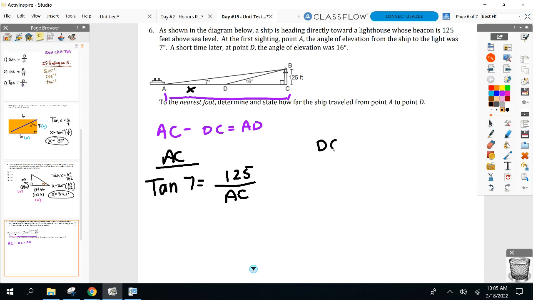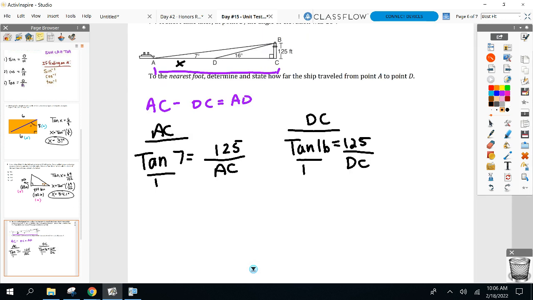DC can be done very similarly, except now I can't use 7. I want to use what angle instead? 16. Tangent of 16, still using 125 because it's opposite. Now finding DC, cross multiply both sides here. Don't round your answers. Use the full calculator display, and subtract. AD here to the nearest foot.